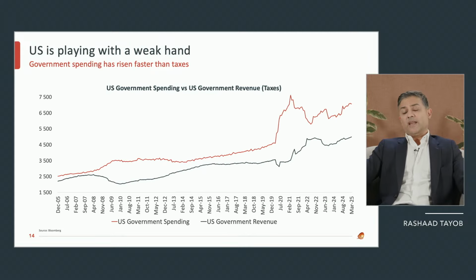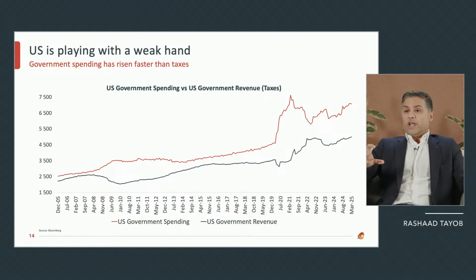The US, on the other hand, I think is going into this trade war with a very weak hand. If you look at this chart, which shows the level of government spending and revenues, revenues is the blue line, and that tax income has basically capped out at around the 5 trillion level. However, that gap between spending and revenue has really opened up, and effectively you've got a $2 trillion gap even in an environment where the economy has actually been growing.